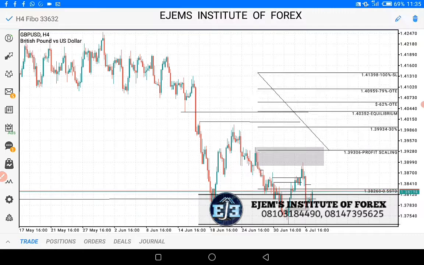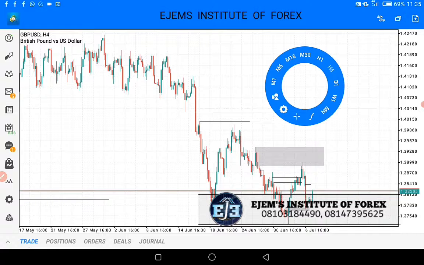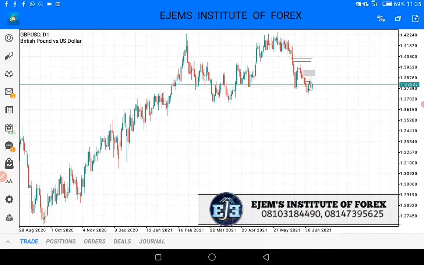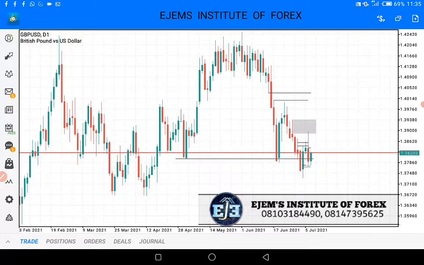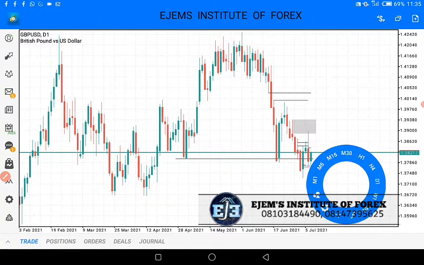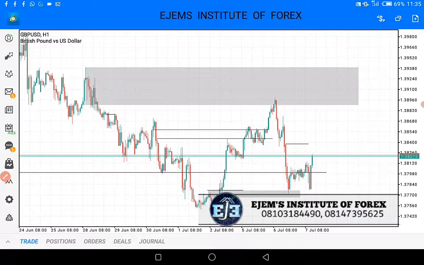Now, in my very first video on this YouTube channel, I talked about these relative equal lows as a target. Now I'm very much optimistic that price is coming to take the liquidity at these relative equal lows. Let's see our 1-hour time frame.